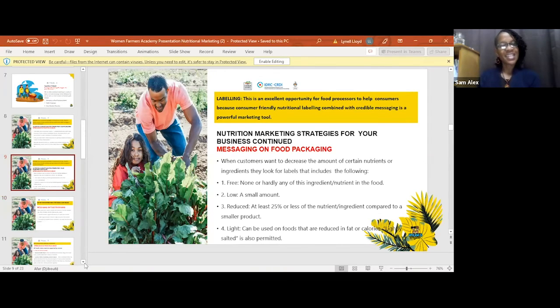Right, so in the previous slide, we looked at the ingredients or nutrients that customers want to decrease. There are certain things that we want to avoid. Some of us want to avoid sugar. We want to avoid saturated fats. We want to avoid excessive salt. We may want to avoid anything that has pesticides or has been treated with pesticides. We may want to avoid anything with dairy.